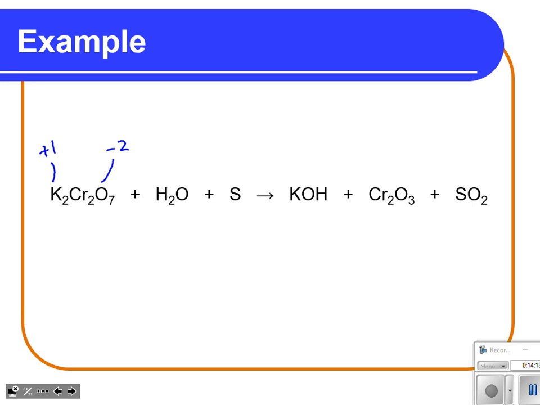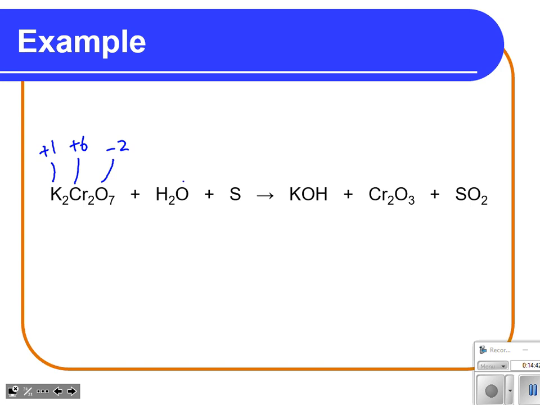So I have to find out what chromium is, okay? This oxygen right here gives me 14 negatives. This potassium right here gives me 2 positives. So that tells me the number in there is going to be +12. Well, if I have 2 chromiums, each chromium has got to be +6. So now I've done that particular compound.